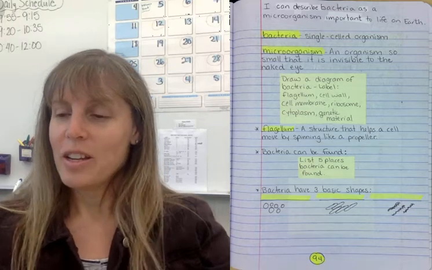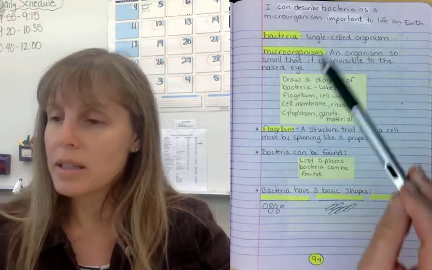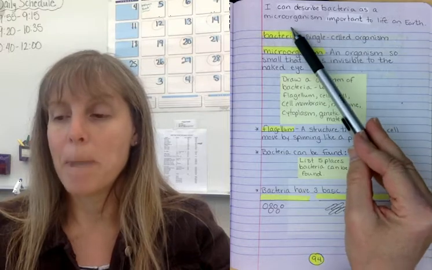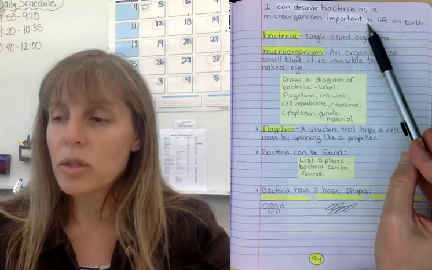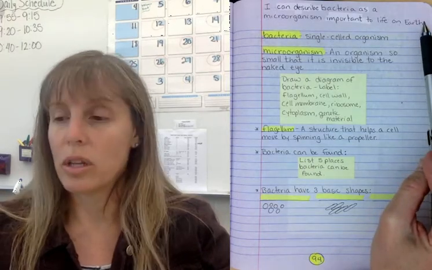So our learning target for page 94, please highlight it. This is a new unit. I can describe bacteria as a microorganism important to life on Earth. So we have to have these microorganisms in order to have life on Earth.